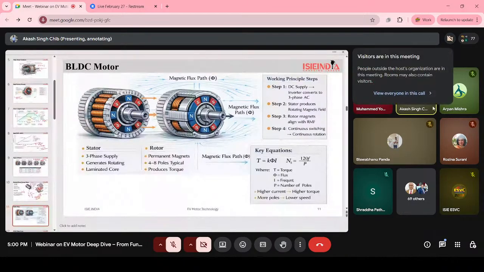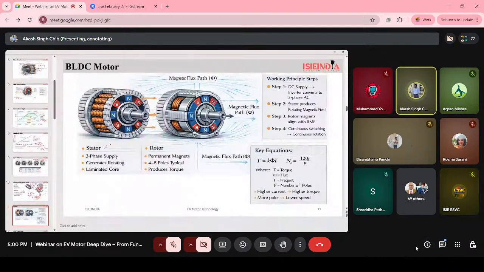Now you can see here is our stator. We have seen before, we are getting a three-phase supply in the stator part. It generates a rotating magnetic field, and it has a laminated core. And this is our rotor part, which has magnets and typically has 4 to 8 poles, and it produces torque. Then comes the magnetic flux here. This is the magnetic flux.